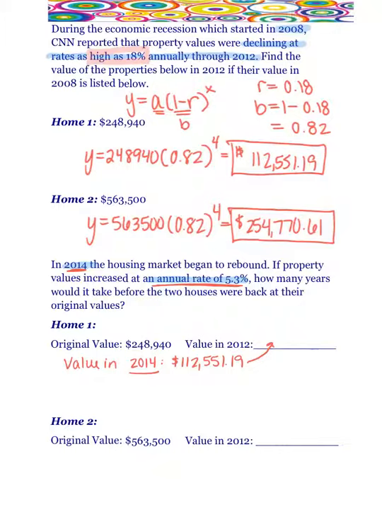So I'm looking at my Y value, my end game. I want it to be the $248,940, equals my original in 2014. If it's increasing at an annual rate of 5.3, that would mean my R is going to be 0.053, and my B value is 1 plus R, so it's 1.053.